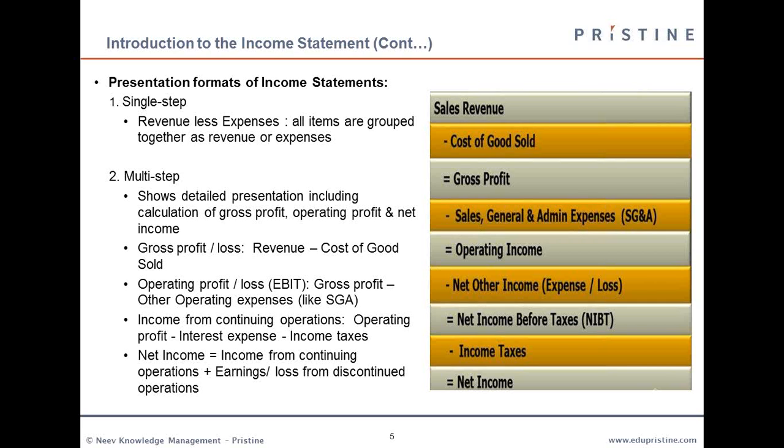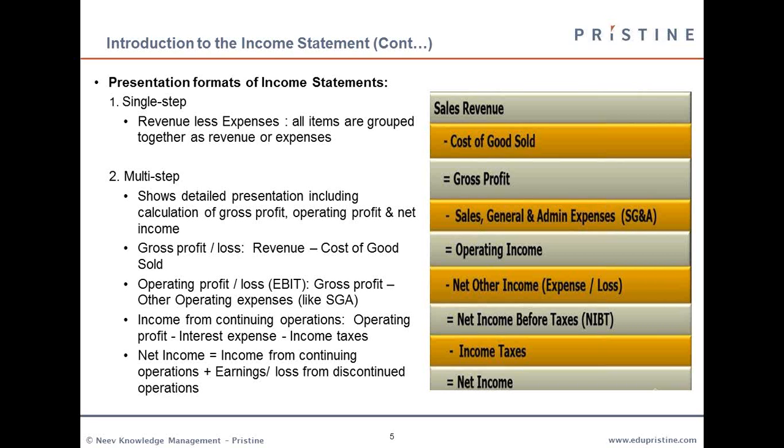Next we subtract the administrative expenses and other operative expenses to get the operating income. Next we subtract the income tax expenses, the interest expense, etc. to finally arrive at the net income.